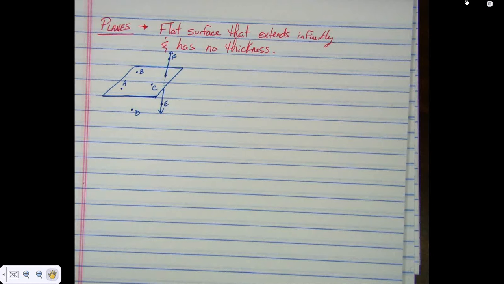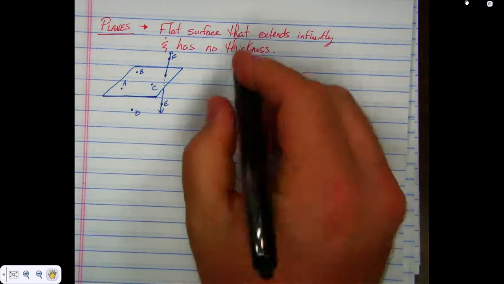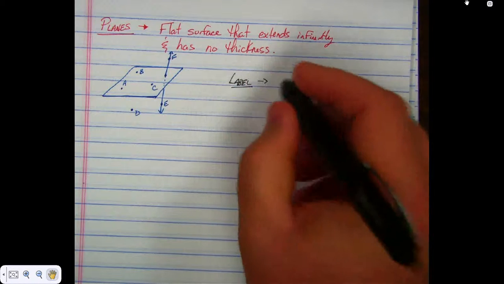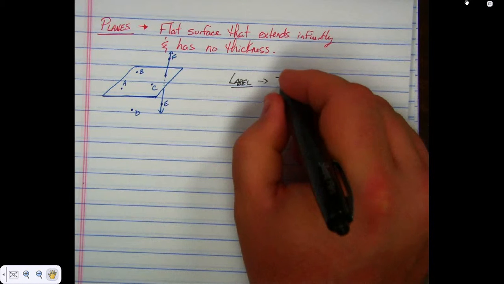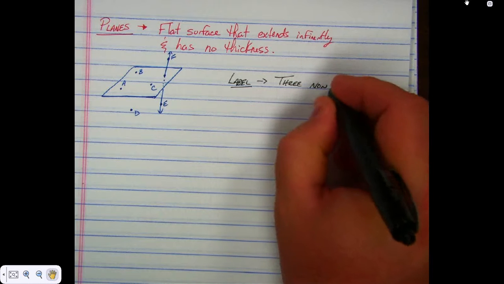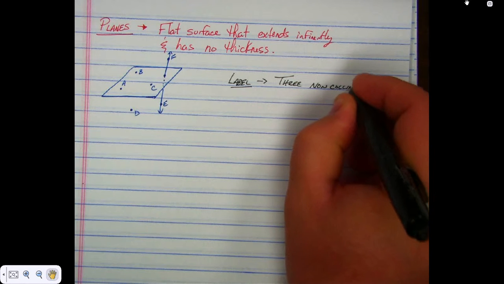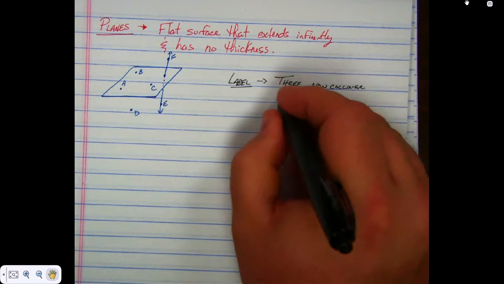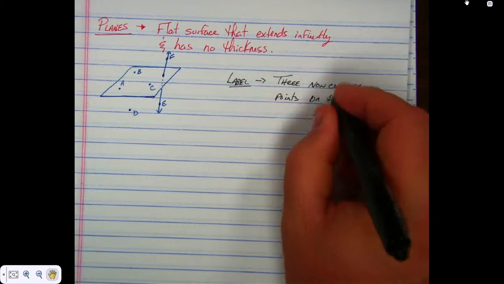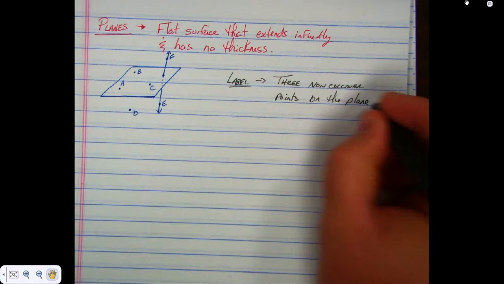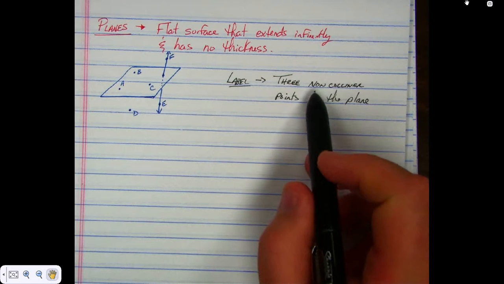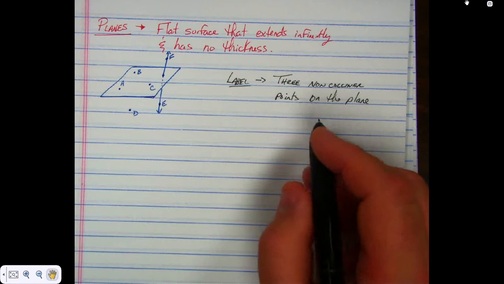Which brings us to how we label planes. There are 2 possible ways to label or name them. We do it with 3 non-collinear points on the plane. We'll talk about what non-collinear is in just a second. It means they're not on the same line. Collinear means that all 3 points are on the same line.